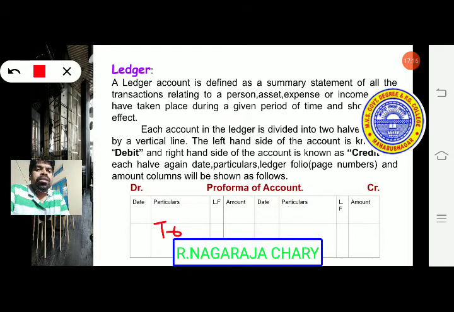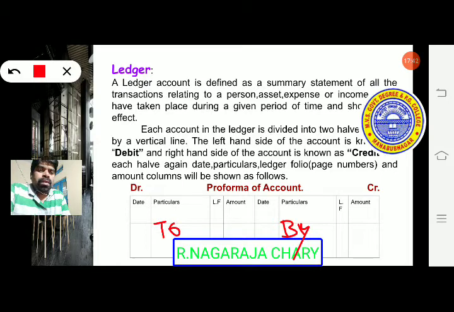When we are writing on debit side, you have to start with 'To'. On credit side you have to start with 'By'. So, that you have to remember. On debit side it starts with 'To', on credit side it starts with 'By'.